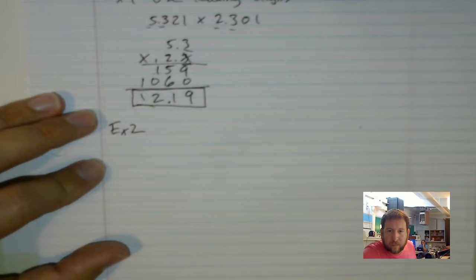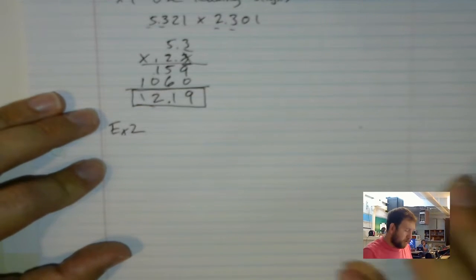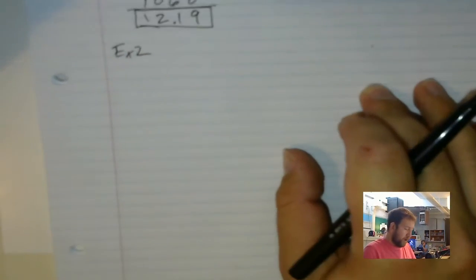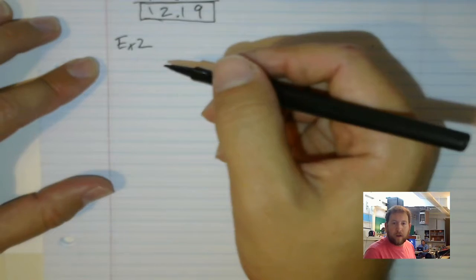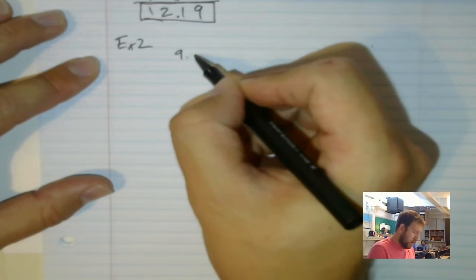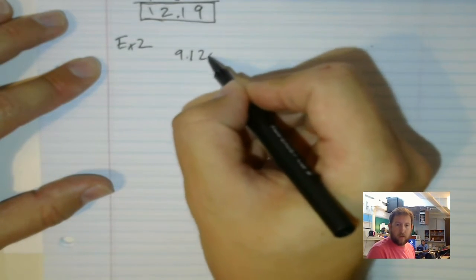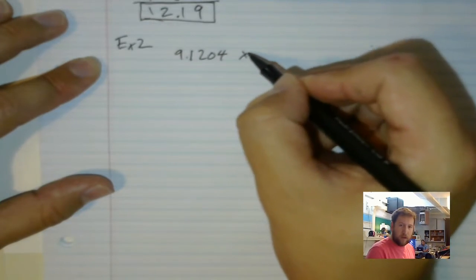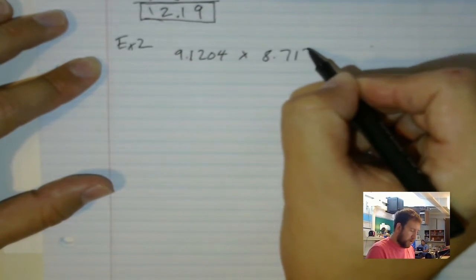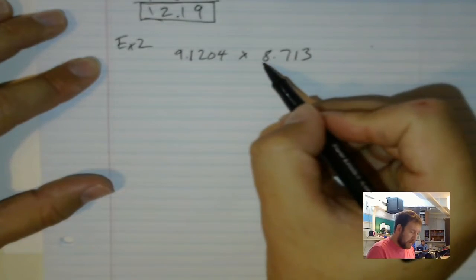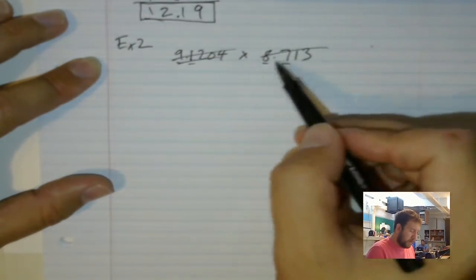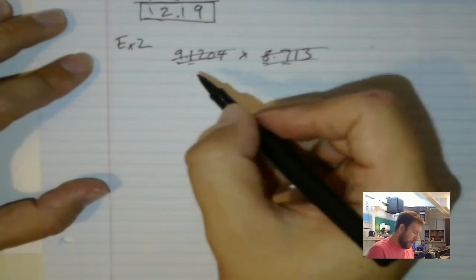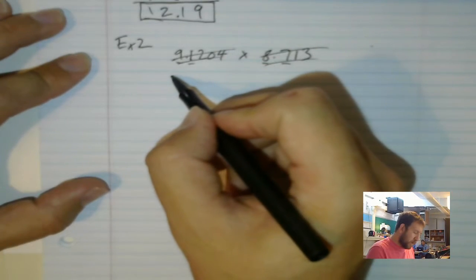Let's look at our second example. This time, we're going to do one more, and it's pretty much the same, but if you want to see how the process goes, I'll show you right here. We're going to multiply 9.1204 times 8.713. Again, I'm going to use my leading digits. Actually, I don't want to use these numbers because I want to show one that is a little bit different. Let's look at this one.